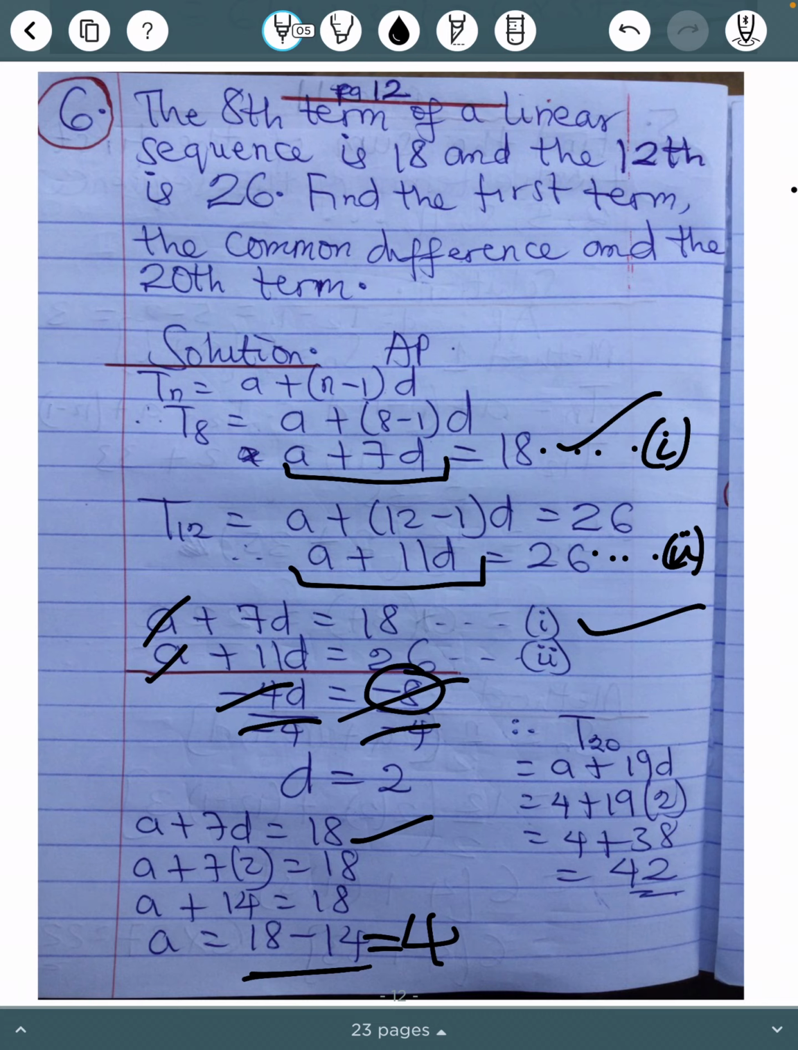And I can use my a to get the 20th term. The 20th term will be a plus 19d. That gives me 4 plus 19 times 2. And that gives me 4 plus 38, 42.